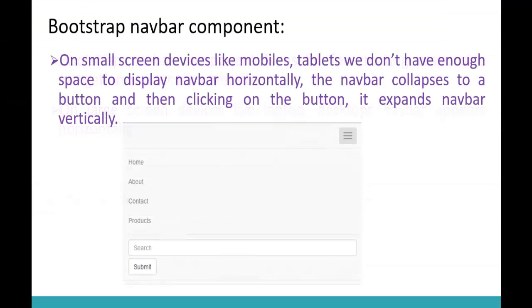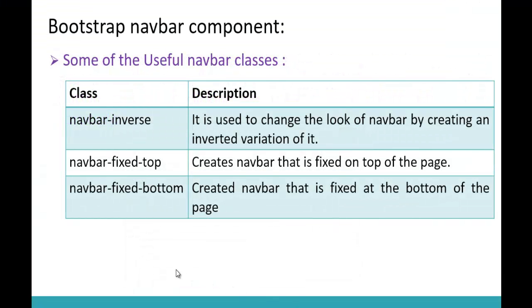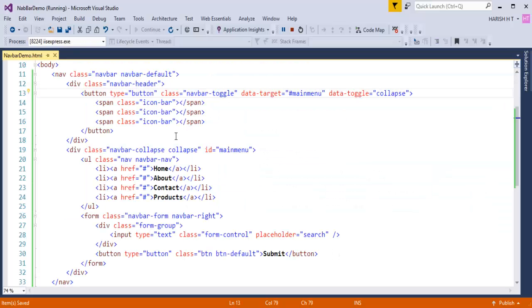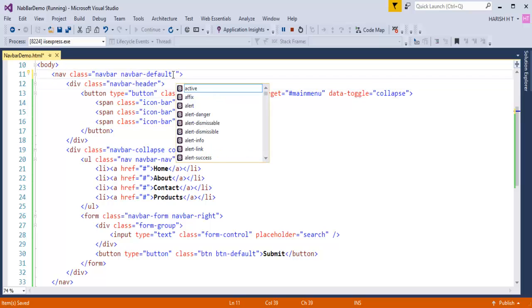We have some of the other classes present here. Let me show you that also. We have one class called navbar-inverse. It is used to change the look of a navbar by creating an inverted variation of it. So let me go and add a class called navbar-inverse to the main parent class.